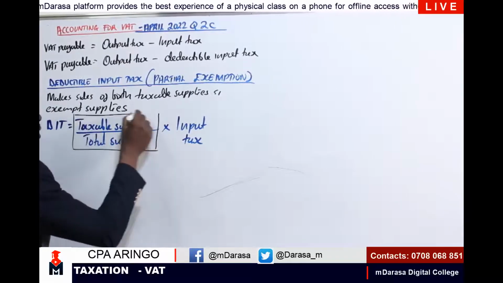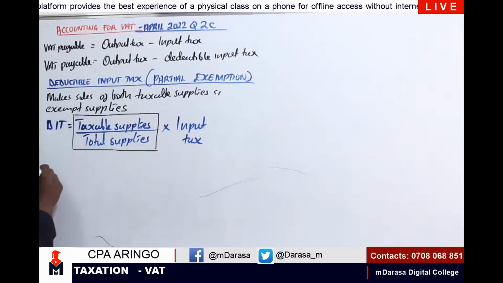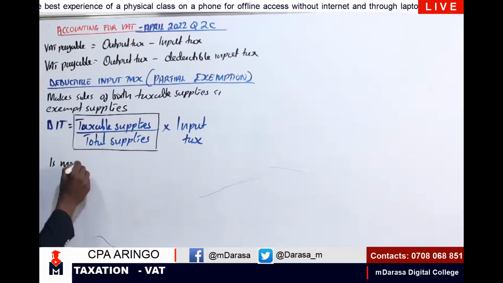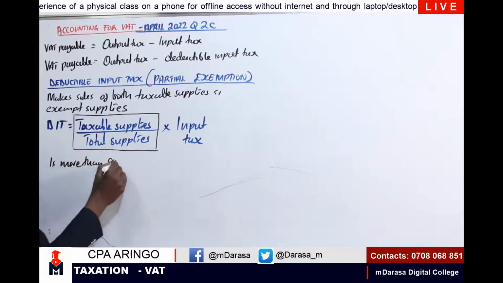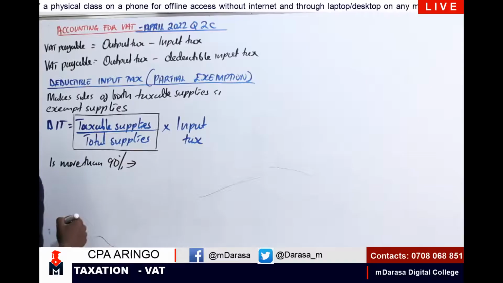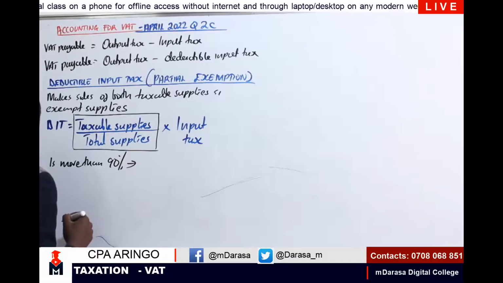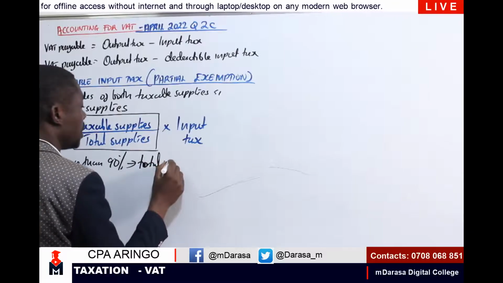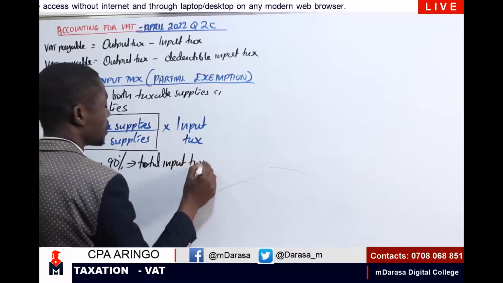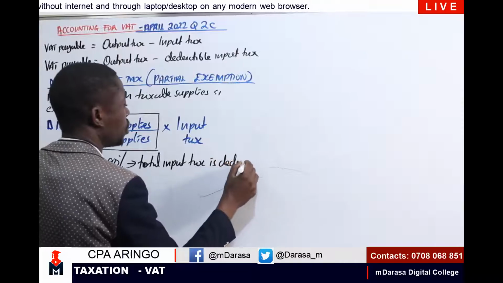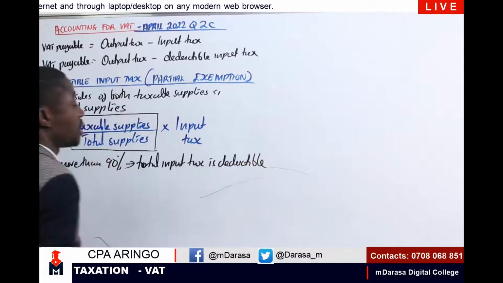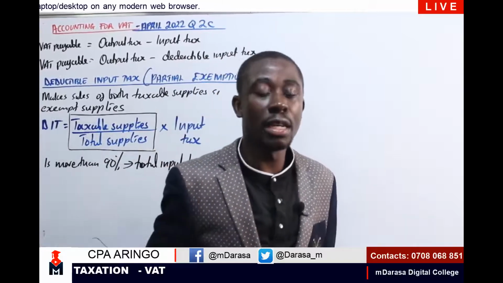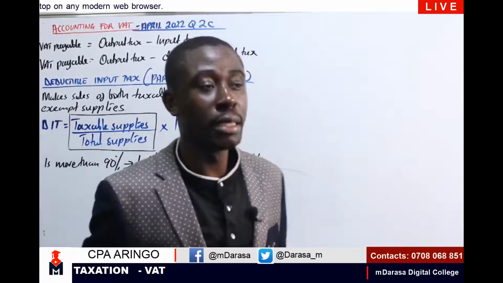So in this case, if the fraction of our formula here, my good students, is more than 90%, in this case, the total input tax is deductible. That is to say, the input tax that I will have computed in our statement will be deductible.